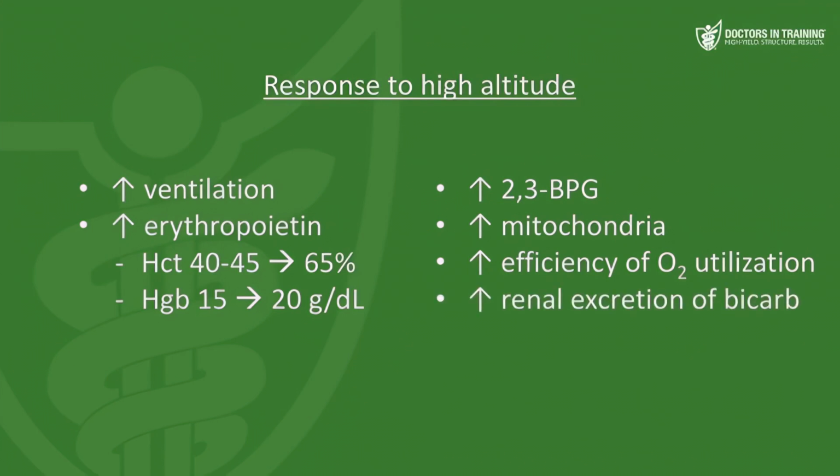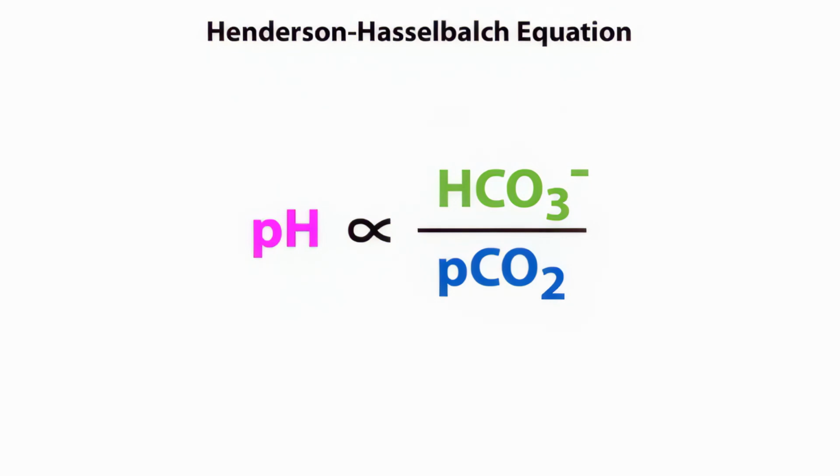When you increase ventilation, that will bring in more oxygen, but you'll also be blowing off more CO2 in the process. And since pH is relative to bicarb over PCO2, whenever you decrease PCO2 and blow off more CO2, the effect is going to raise your pH. So by breathing more, you get a respiratory alkalosis, and your body is going to compensate for this by urinating out bicarb. So you're going to get a respiratory alkalosis with metabolic compensation. Remember this equation?